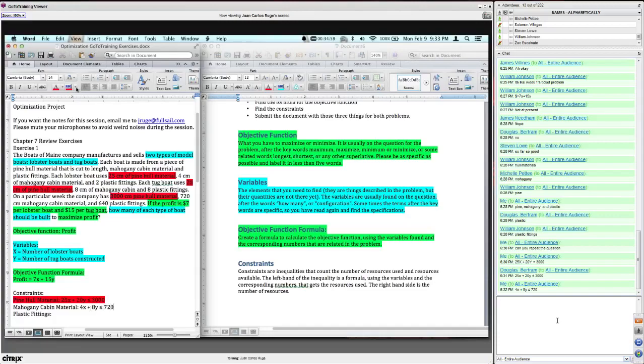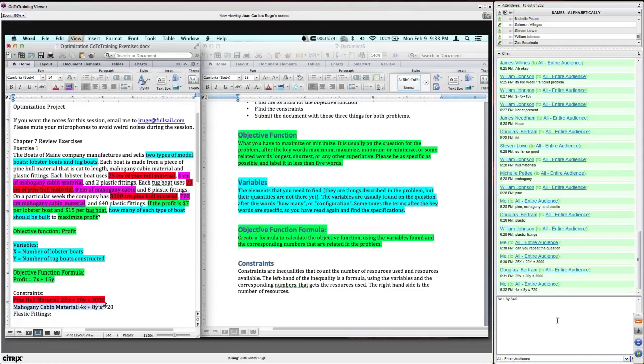So again, using some color coding, I'm going to use purple or pink. Here we have 4 centimeters of mahogany cabin material, so that is 4x, then 8 centimeters of mahogany cabin, that's 8y. And then we know that we have 720 centimeters available.